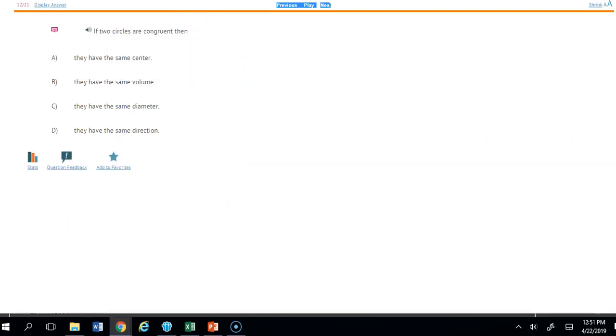The next question says, if two triangles are congruent, then they have the same center? No. They have the same volume? No, because circles don't have volume. They have area. They have the same diameter? Yes. They have the same direction? I don't know what that means, so no. So our answer here for this one is C. If two triangles are congruent, they have the same diameter.